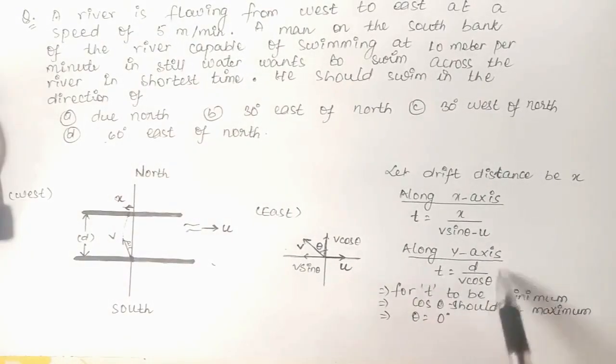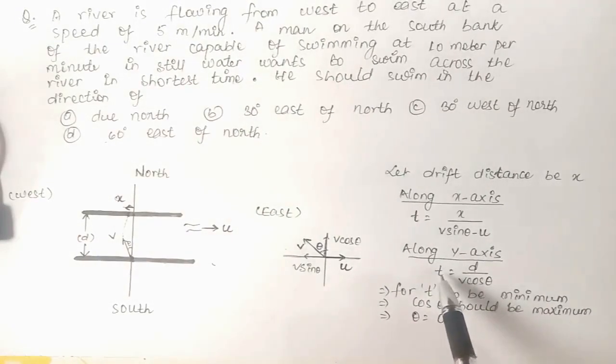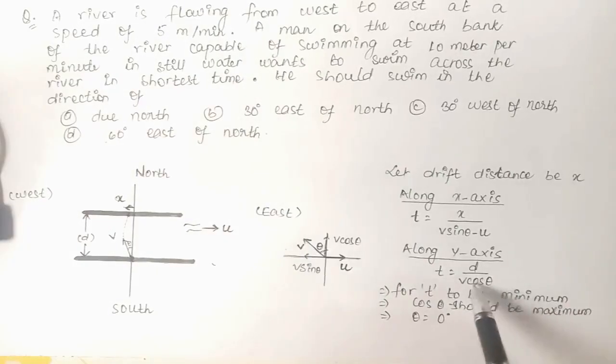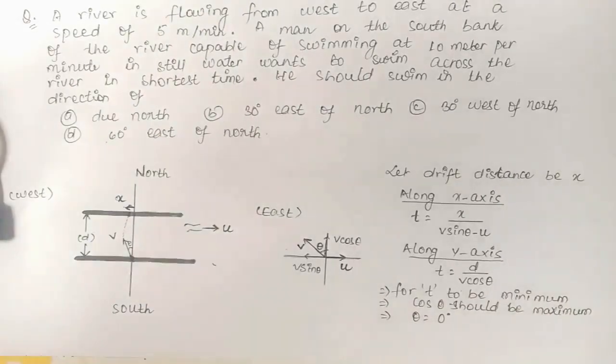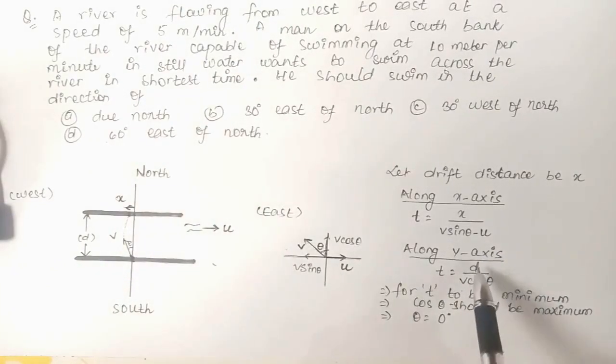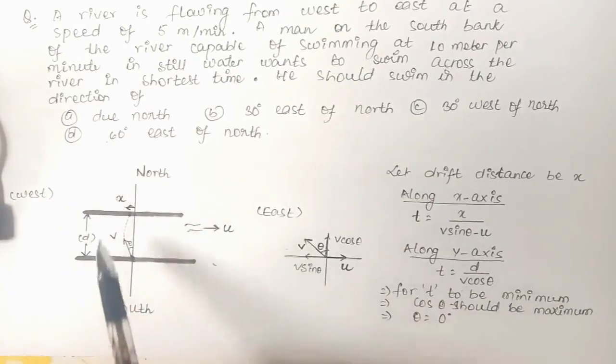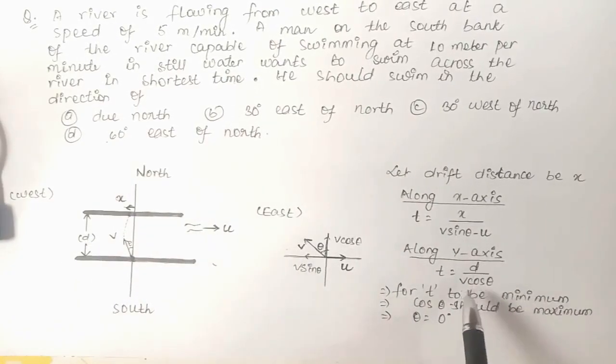So from this expression, for t to be minimum, the cos theta part should be maximum. Why? Because d is constant and v is constant. V will be the velocity of the boat that will be given, and d will be the distance from one bank to another bank, or width of the river. So d and v both are constant, so the only thing that can change is the cos theta part.